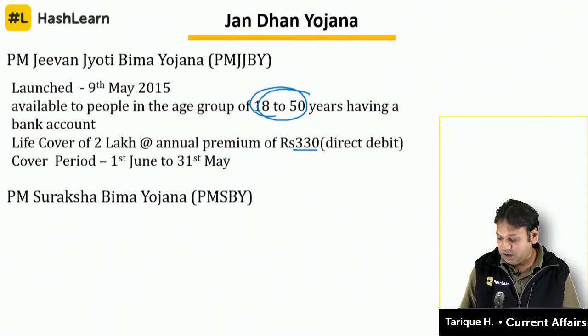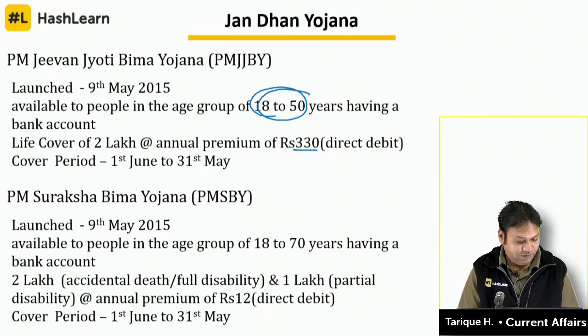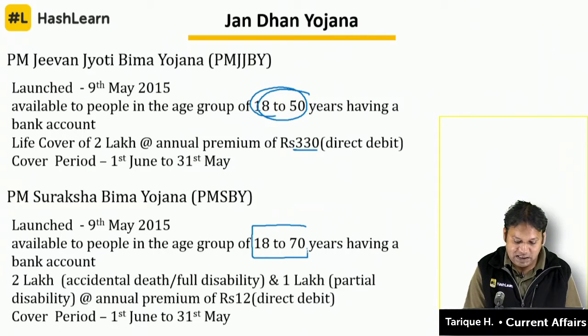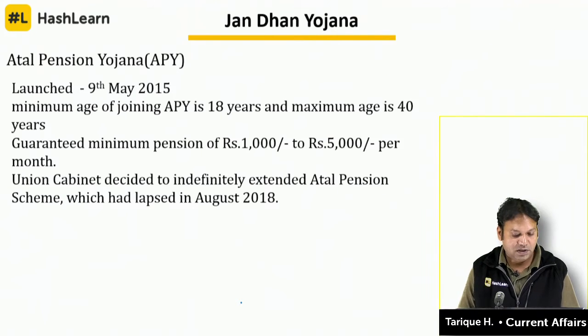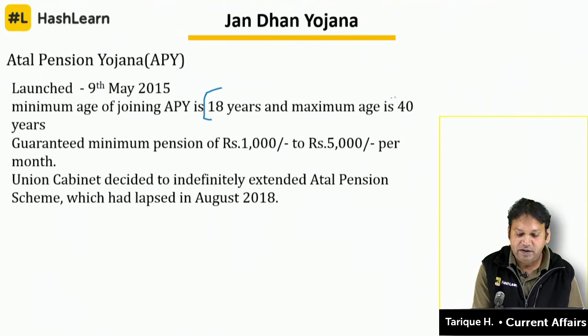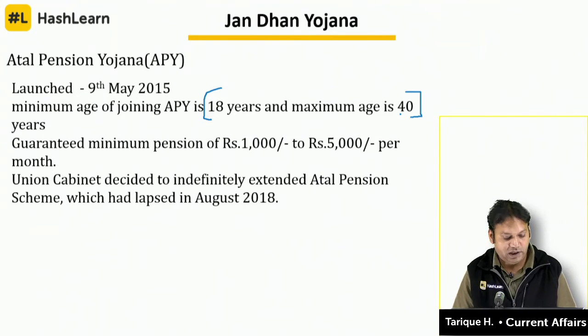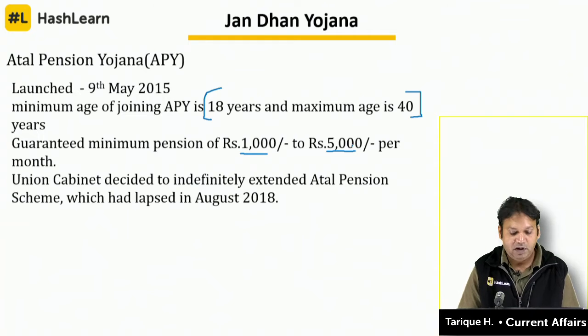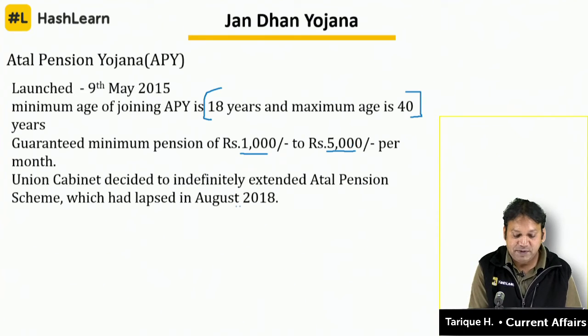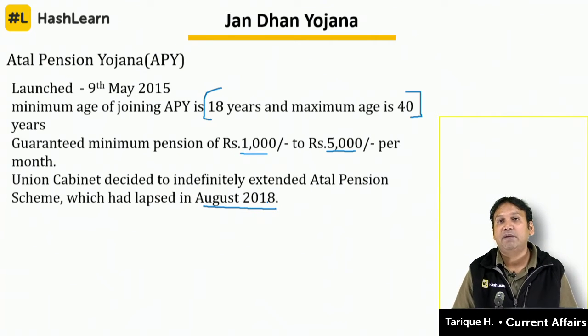Now PM Suraksha Bima Yojana, same date, 9th May 2015. And the limit is 18 to 70 years, 2 lakh rupees for accidental death or full disability, 1 lakh for partial disability, at an annual premium of rupees 12, direct debit. Next is the Atal Pension Yojana. This is important. The minimum age to enter is 18 and maximum age to enter is 40, and guaranteed pension of 1,000 to 5,000 based on what premium you are paying. And it has been extended indefinitely, and this was because it had lapsed in August 2018. In the month of September 2018, Atal Pension Yojana was extended indefinitely.